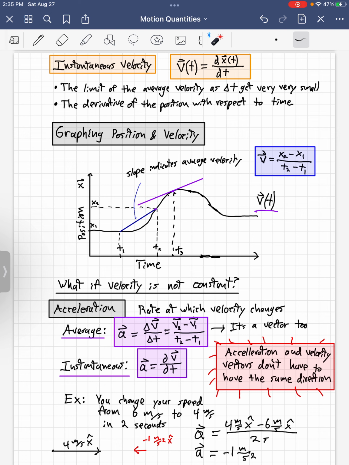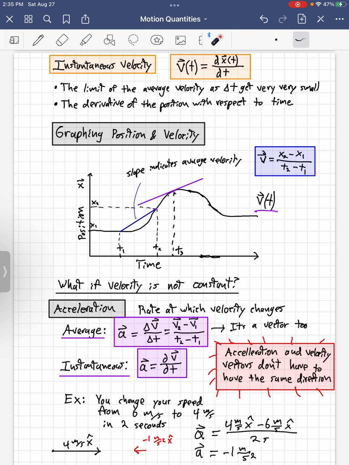And that would give us the instantaneous velocity at that point. And so if you could see, this is the average velocity between t1 and t2, but if you were to take the instantaneous velocity at various points, you would get a different answer than the average velocity, right? Because the velocity is kind of evolving gradually in between that time period.